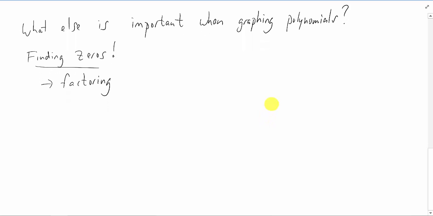And to find zeros, factoring becomes very important. Let me give you an example. Here's an example of a polynomial. I could find the end behavior very easily. If I wanted to know where this function crosses the x-axis, or in other words, I wanted to find its zeros, I would just set the polynomial equal to 0, and my goal is to solve for x.